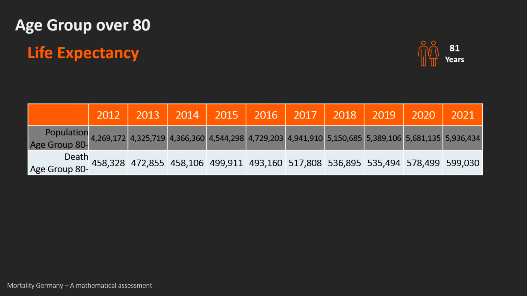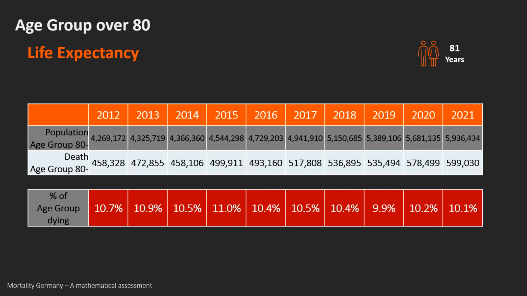And now we're looking at the population again with the accumulated deaths happening in that age group. And then we can calculate the percentage. So how many people die each year out of that age group? And as I said, life expectancy is 81, so you would expect that people reaching that age have a really high chance to die because they're over the expected life expectancy.